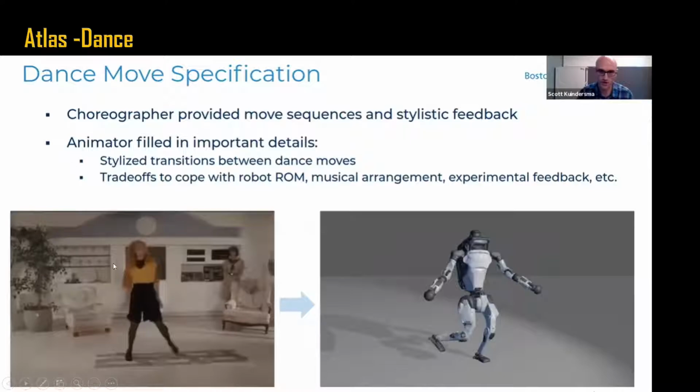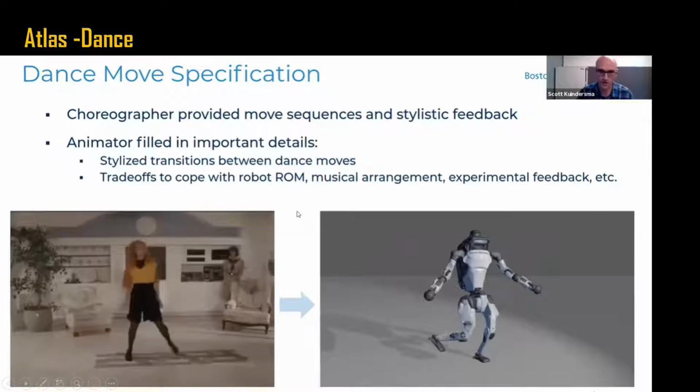So here it's more simpler. They would have, like, let's say these tracking suits that they wear to track these movements, right? And then this data is used and applied on an animator. The animator filled in important details, stylized transitions between dance movements, and made trade-offs to cope with the robot's range of motion and the musical arrangement. Something that is used in the film industry. So they're not using any computer vision or anything for that.